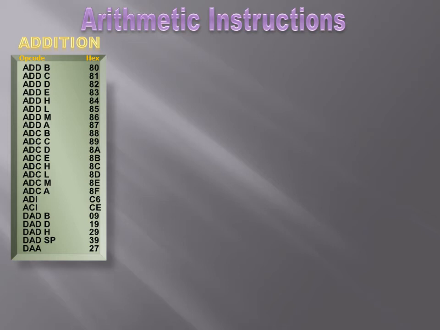Then we have the DAD type of instructions. DAD is the extended addition of 16-bit type. So DAD B means BC pair, DAD D means DE pair, DAD H means HL pair. So this is an extended or 16-bit addition. Then another instruction, DAA, is a special instruction for changing the accumulator contents to decimal. It will be in hexadecimal always. So when at some time you want to change it to decimal, you give the DAA instruction. The contents of the accumulator change into decimal form.